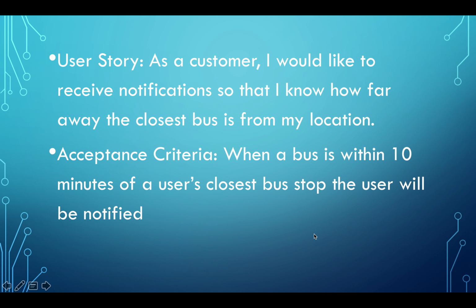This week my user story is, as a customer, I would like to receive notifications so that I know how far away the closest bus is from my location. The acceptance criteria is when a bus is within 10 minutes of a user's closest bus stop, the user will be notified.